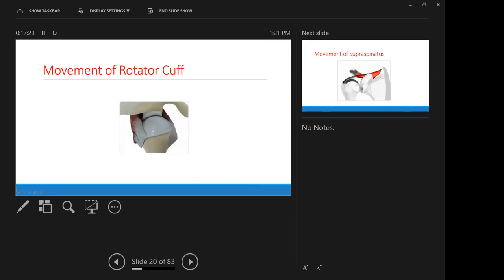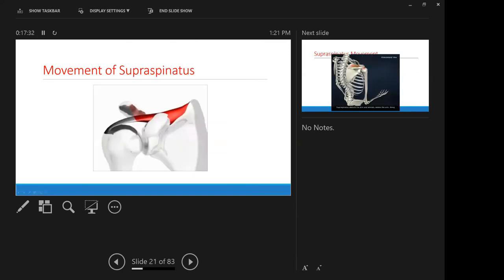Now, if you want to see what the supraspinatus does, let's add this in. And we see the action of the supraspinatus pulling the humerus, elevating the humerus. Again, all four of these muscles attach to the head of the humerus to give us this great range of motion.